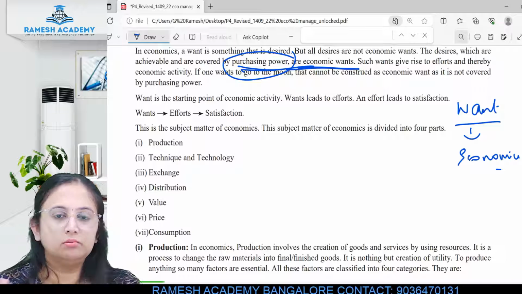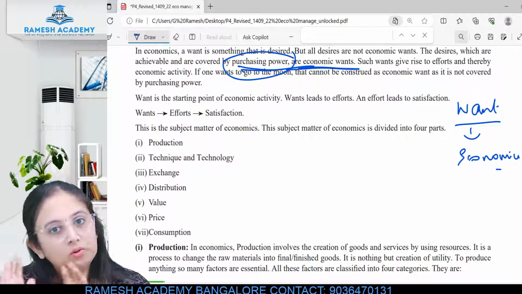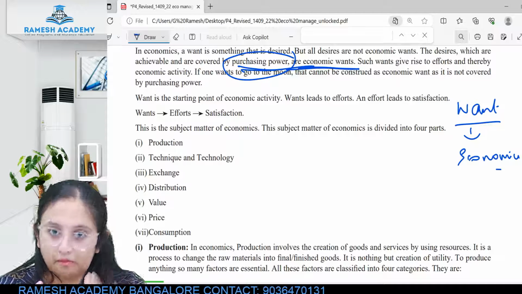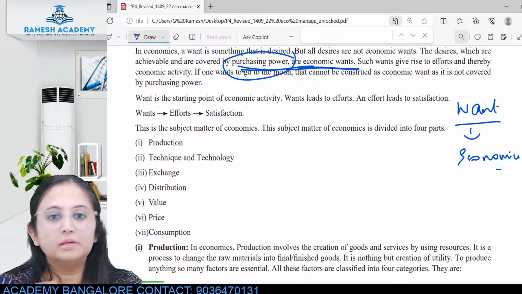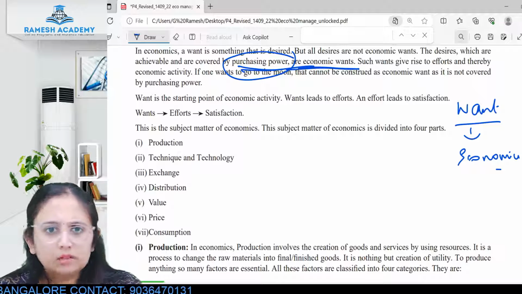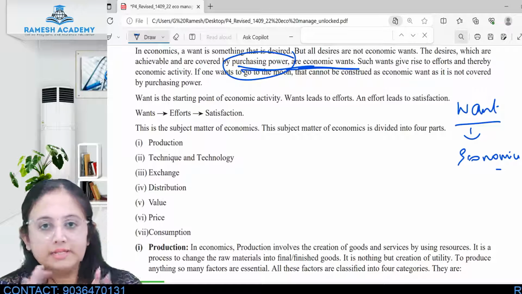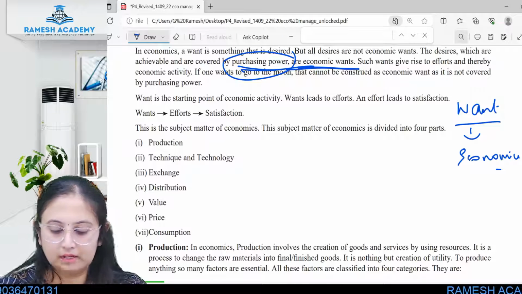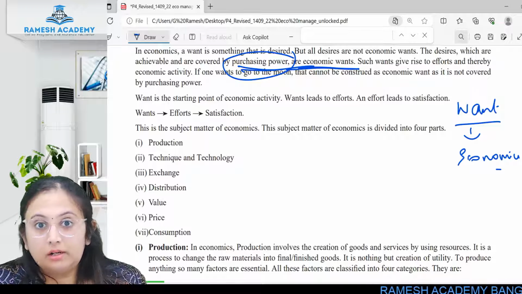It will say, I will not recognize it, because only the things which you can achieve will be considered. Something where you don't have the purchasing power, and simply I am having a desire. For example, I have 100 rupees in my bank account and I want to buy an Audi car. That is definitely not possible. So that is not a want, it is just my desire. Economics will not recognize that at all. So that is the want according to economics.